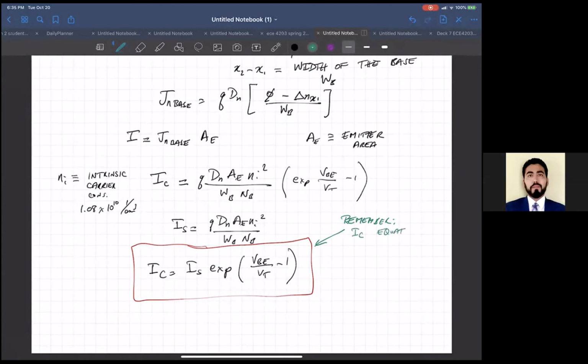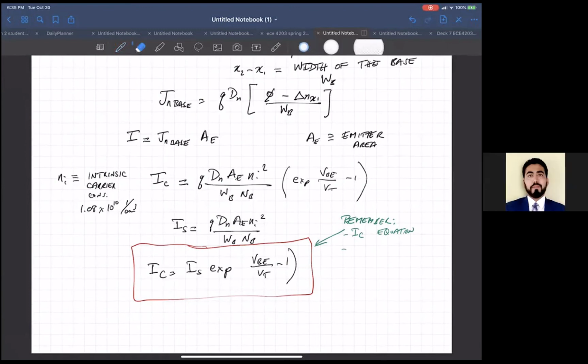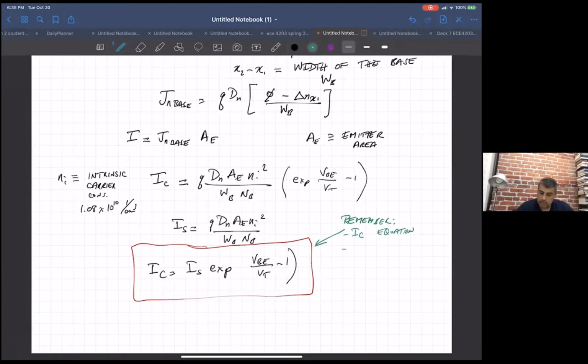Professor, sorry to interrupt you, but is the VBE over VT only for the exponential, or is the minus 1 included in the exponential? Thank you for bringing that up. Yep, you're right. I miswrote it. Okay, I was just making sure. Thanks for asking. Let me clean that up.